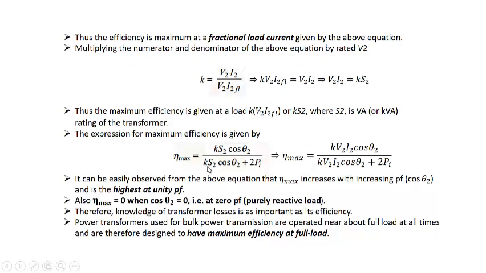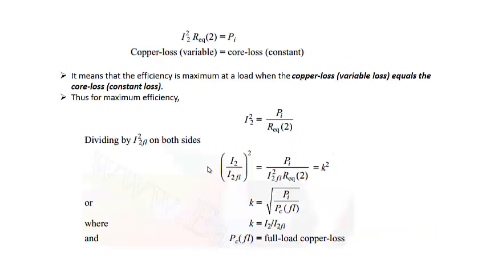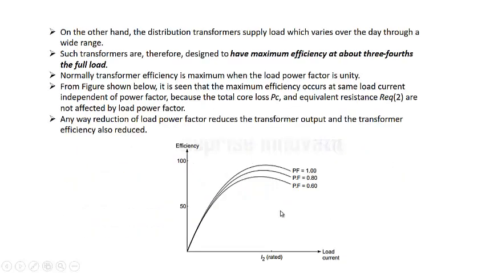Because you can see that this K, that is the value of the current at which the maximum efficiency occurs, is dependent upon PI and PCU full. They are constant. The copper losses are variable, but the full load copper losses are constant because they depend upon the resistance and full load current. Both are constant.